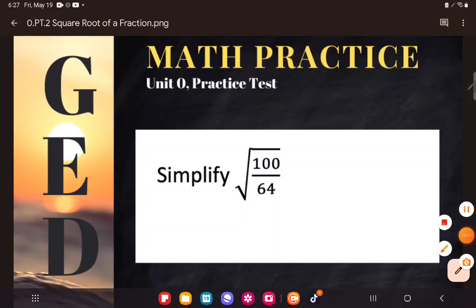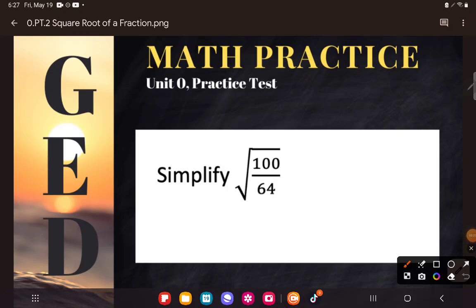Hey, GED students. Okay, the problem says simplify the square root of 100 over 64, or the square root of the quantity of 100 divided by 64.